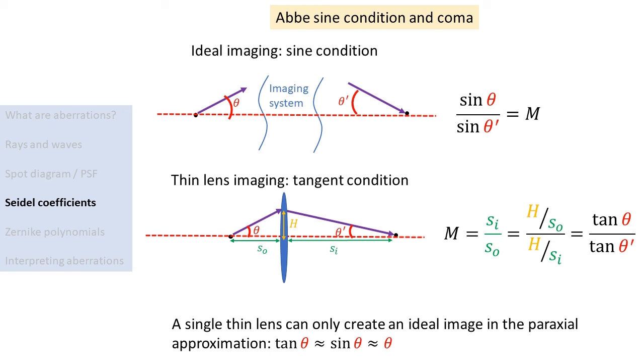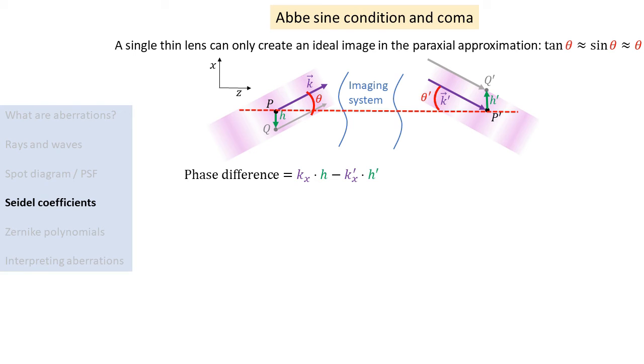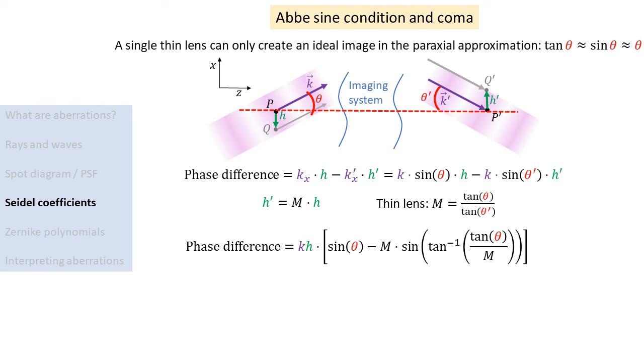Now let's see in what way the image is aberrated if the Abbe sine condition is violated, because, for example, we're using a thin lens. We found an expression that is proportional to the optical path length difference for different rays, which is directly related to the wavefront error. This expression can be written in terms of the sines of the ray angles. Using the expression for image magnification and the tangent condition for thin lens imaging, we can rewrite the expression for the optical path length difference.